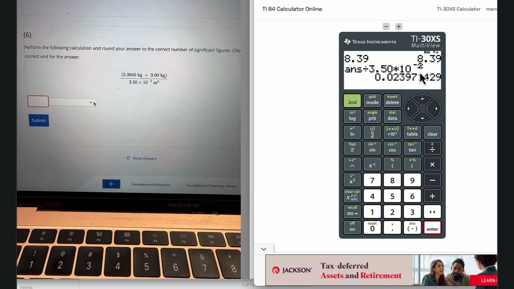So what should we do? Well, we'll go back up here. I'm going to up arrow to get to that. I'm going to say that divided by, and then I'm going to type. I hope that works. Divided by.